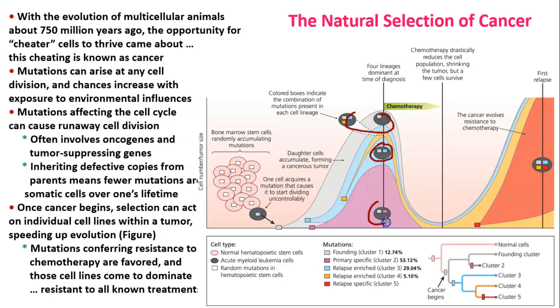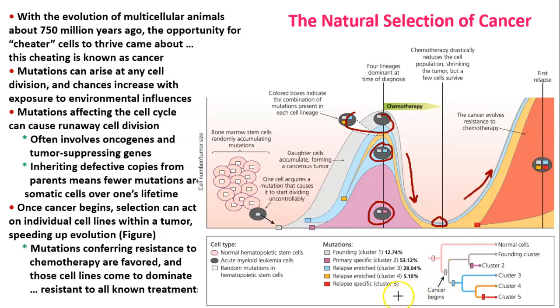Then as chemotherapy hit them, you can see that the cell number and the tumor size went down. So chemotherapy drastically reduced the cell population, shrinking the tumor, but a few cells survived. They weren't all knocked out. And those that survived then were resistant to chemotherapy, and you get a relapse back into cancer because now you've got cell lines that are resistant to those drugs administered through chemotherapy.